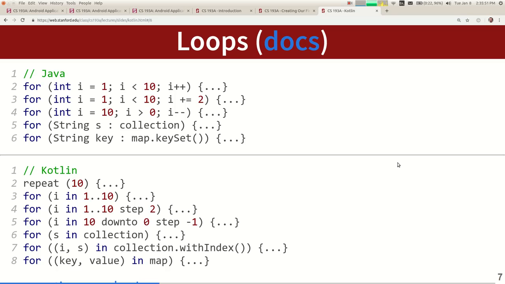You can for-each loop over a collection. You can for-each loop over a map: the keys and the values, the indexes and the elements. So there's a lot of different ways to do looping. Pretty similar to Java, but just a little bit cleaner.